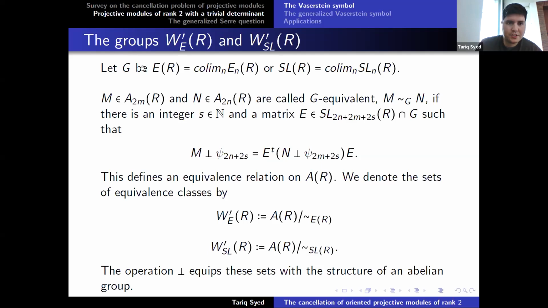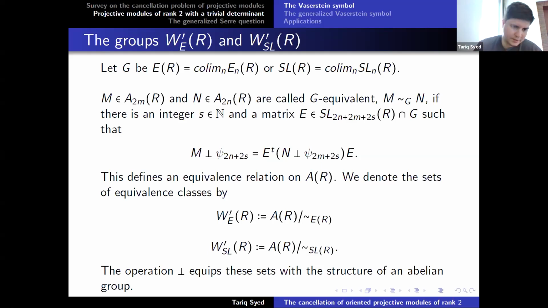And in the first case, when G is ER, this just means E is stably elementary. So we have an isometry between these forms. I always think of alternating matrices as forms. We have an isometry given by a stably elementary matrix in a way. And in the second case, when G is SL, this just means we have an isometry given by a matrix of determinant 1. So one can check that this relation is an equivalence relation, and we denote the corresponding sets by WE prime of R and WSL prime of R, respectively.